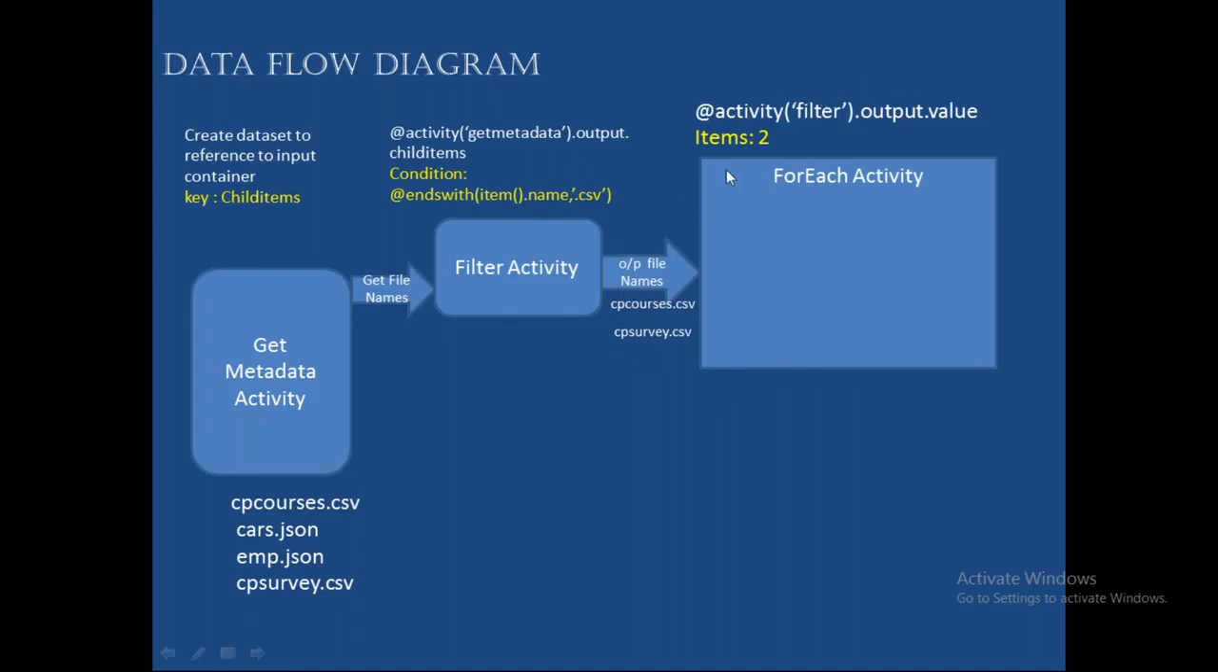The value is nothing but these two items will go here. As these two items are received by the for each, inside the for each we will have a copy activity which will copy these CSV files one by one to your output. From the input container to the output container I will copy. Once the first file, cp courses.csv, is copied to the output container, then I will pass the cp survey.csv file. This file also I will take and load into the output container.